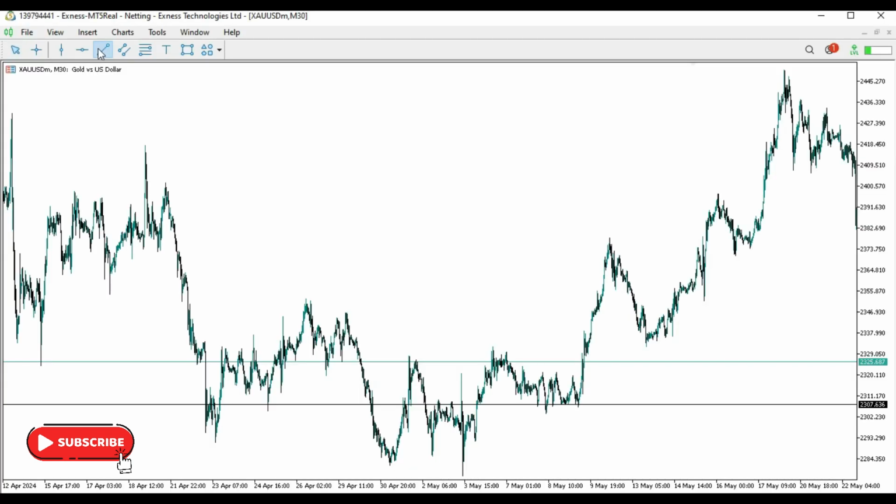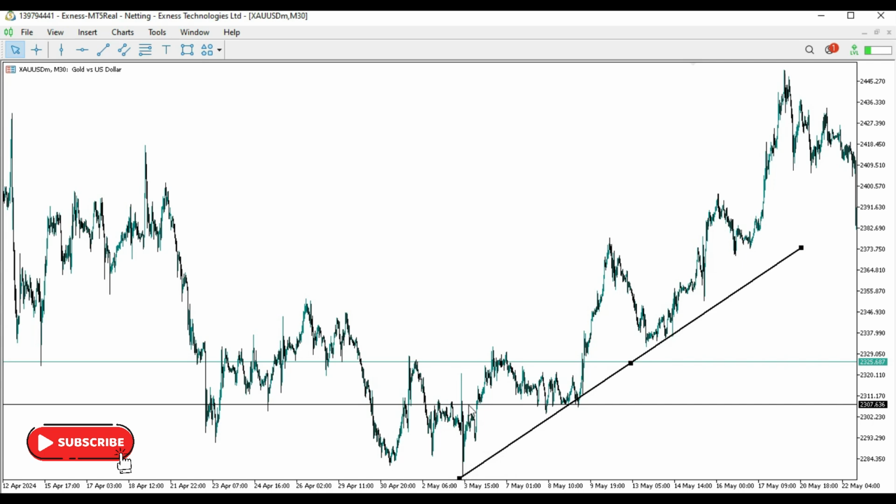Let me draw this trend line and then let me show you something. From here, swing it up to this zone. Okay, let me just use this zone here to identify something to you. This was where the trend started.